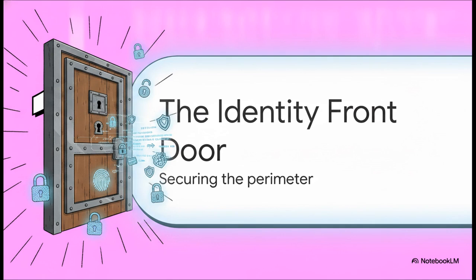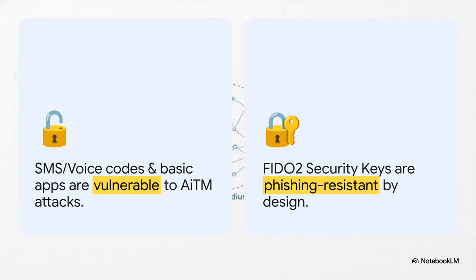Section 1. The identity front door. It all starts at the perimeter. Authentication is the very first barrier any attacker faces when they're trying to breach your systems. So let's compare our options using some great data from Knox Cloud. First, you have what we'll call the flimsy padlock. That's your SMS codes and basic authenticator apps.